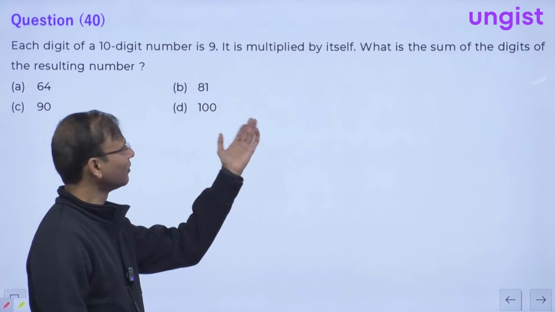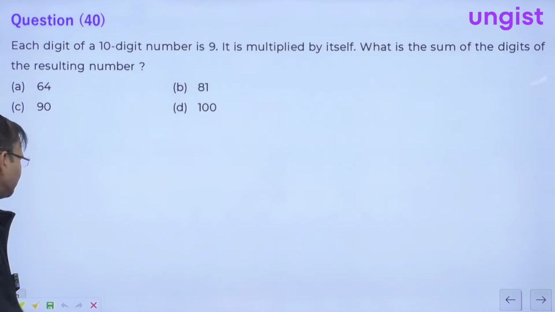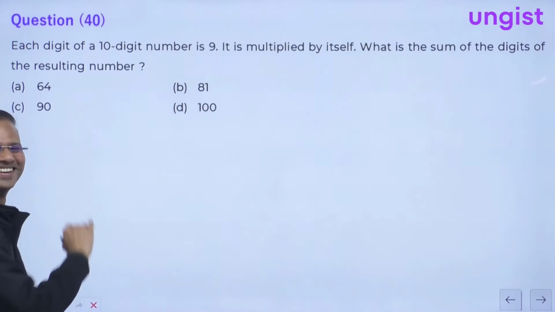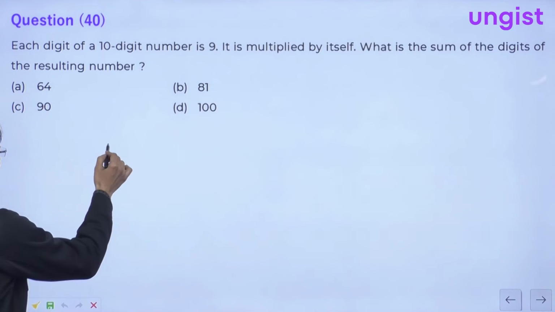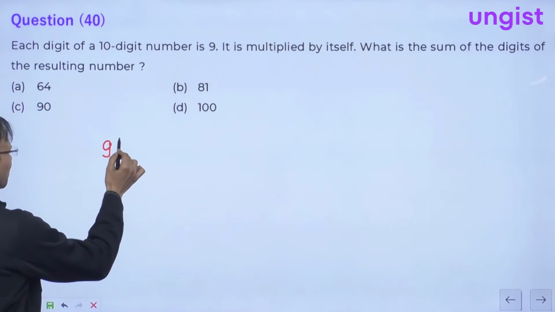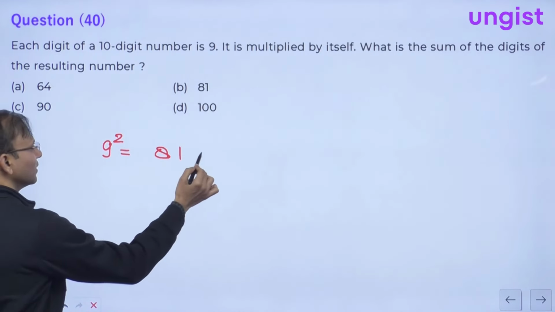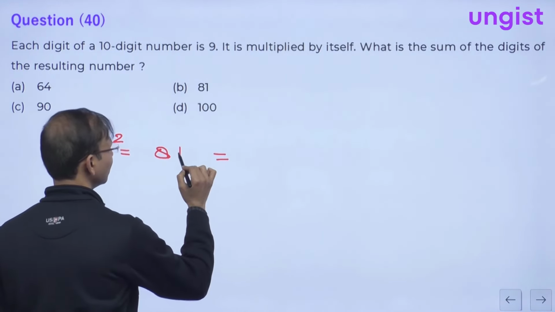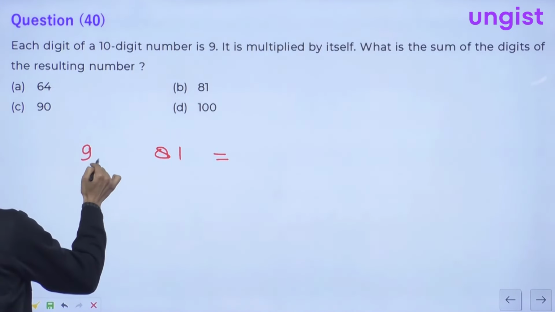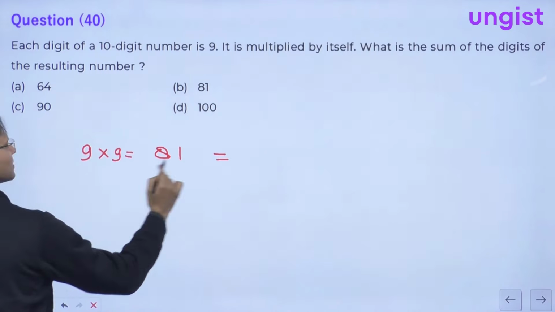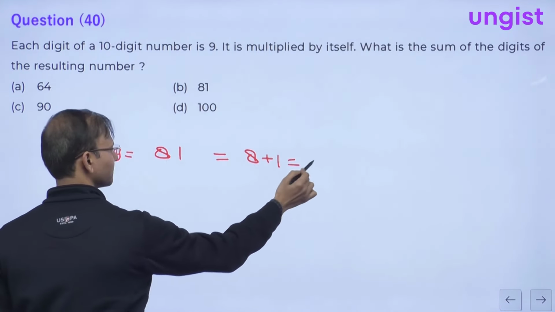1 to 9 में 81 आएगा. एक्चुअली दिस क्वेश्चन यूपीएससी में लास्ट टाइम पूछा गया था, मैंने उसको थोड़ा सा ट्विस्ट किया है. If you do 9 square, 9 to the power 2 is 81. 9 into 9 is 81, so the sum of the digits is 9.